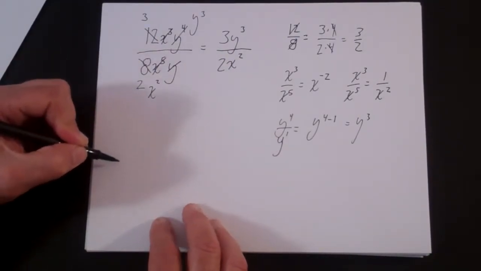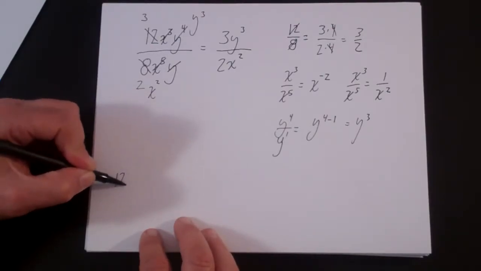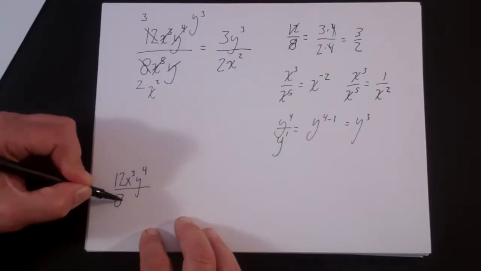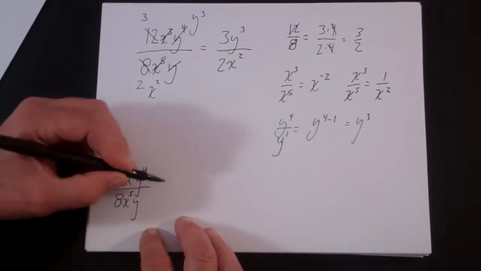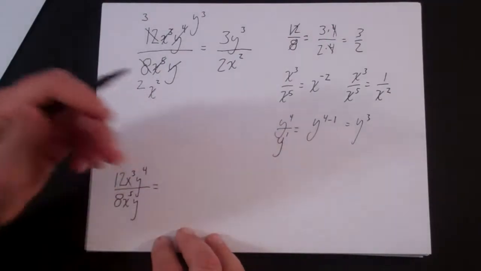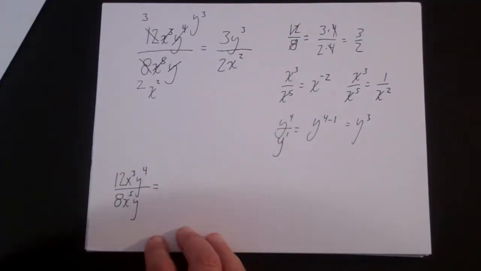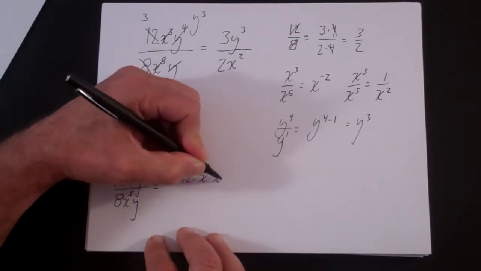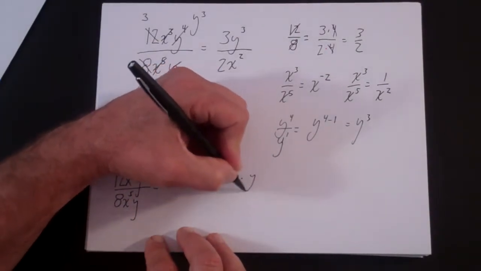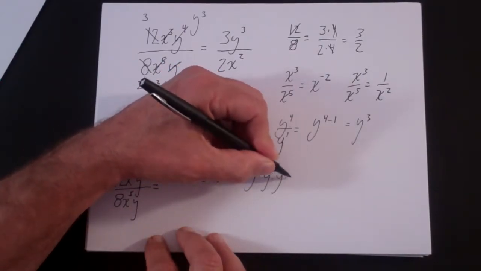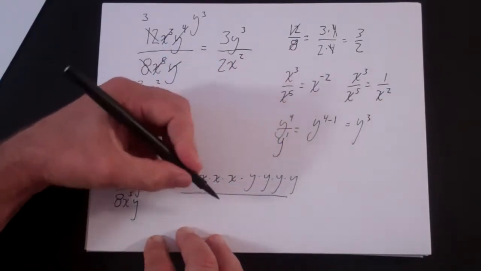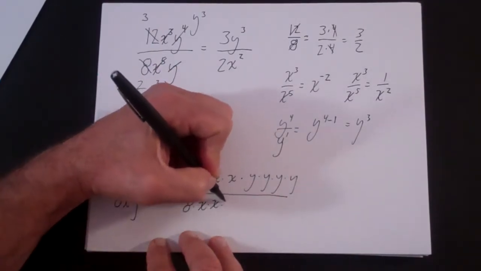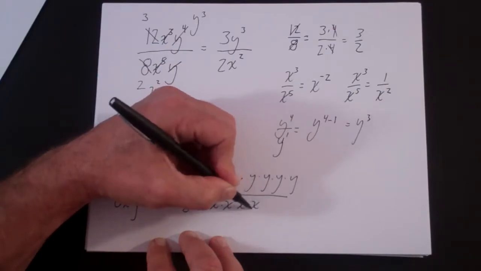I don't think that you'll need to do it this way, but this is the way this is often done when you first learn it. So let me just show you that for completeness. You would never usually write it out this way, but if you think of it this way, if you're ever confused, you'll get it straight. This is 12 times x times x times x times y times y times y times y over 8 times, now you have 5 x's because it's x to the 5th, and 1 y.